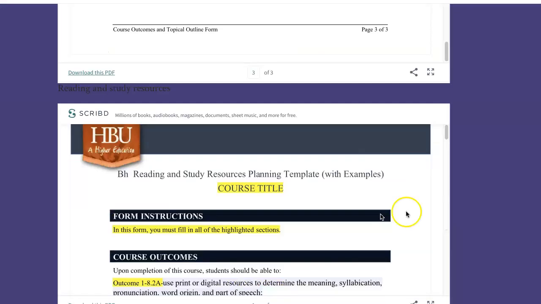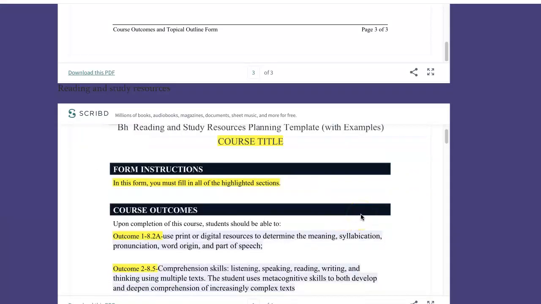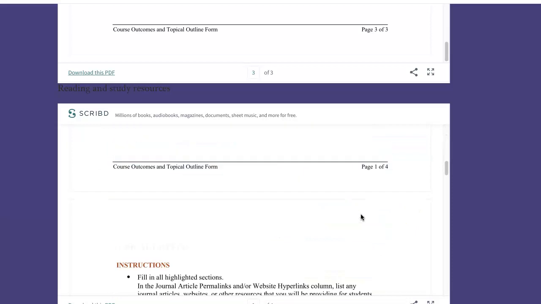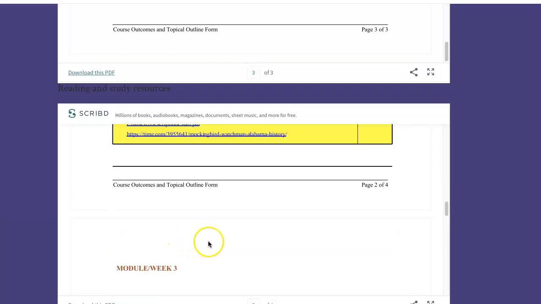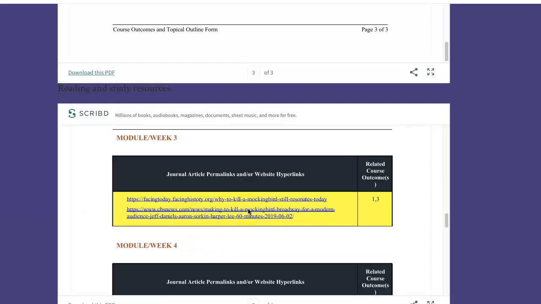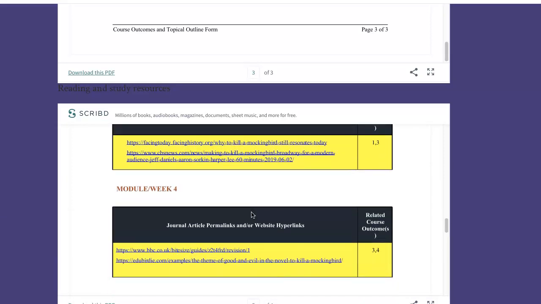The main text that was in this course was To Kill a Mockingbird. So here I gave several background knowledge pieces to build in week 1, like the Scottsboro case and how it relates to the case in To Kill a Mockingbird, so my students can get familiar with the content of the book. I have podcasts and videos about the history, and whether To Kill a Mockingbird still resonates today.